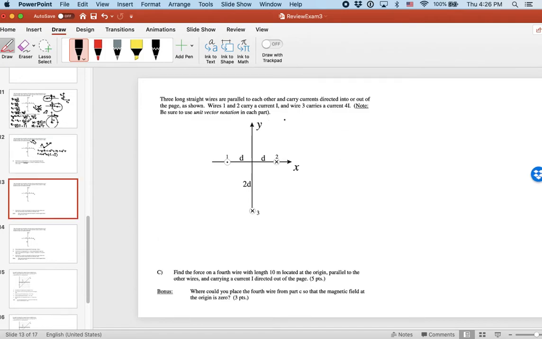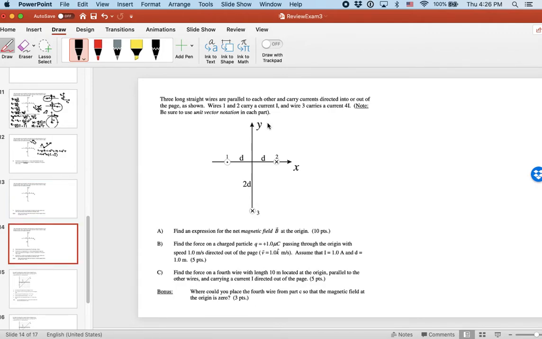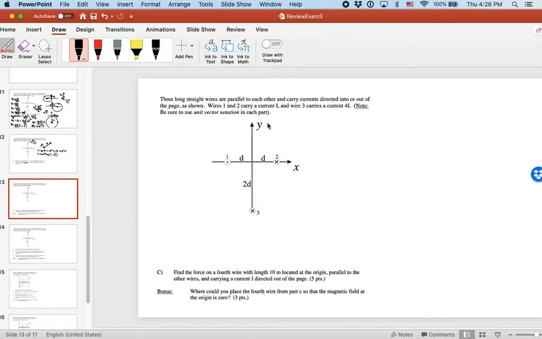Now let's see if we can go down. There we go. Right, so we want C. Find the force on a fourth wire with length 10 meters located at the origin.